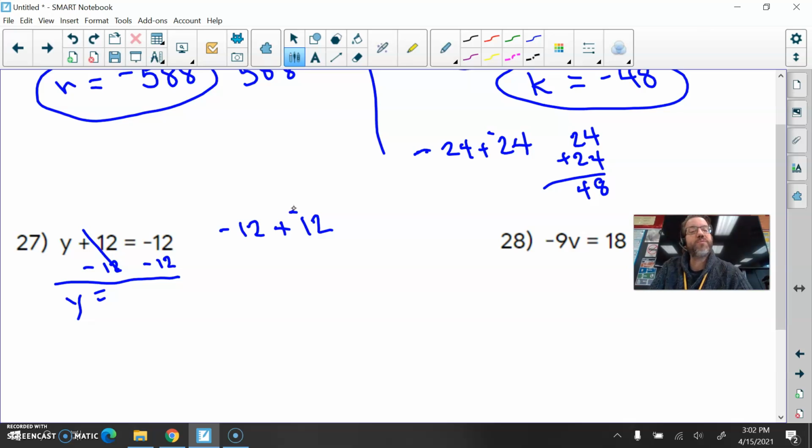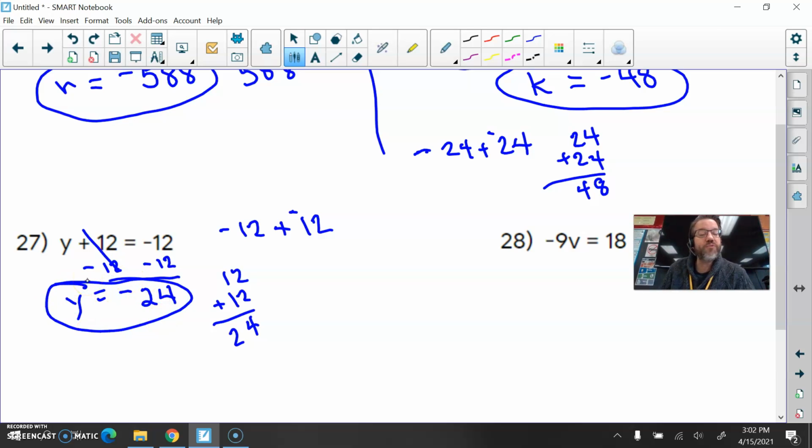We have negative 12 plus negative 12. We're joining two negative values together. So let's see how many negatives we have combined. We add them up. When the signs are the same, you look for the sum, and you get 24. You have 24 negatives. Y equals negative 24.